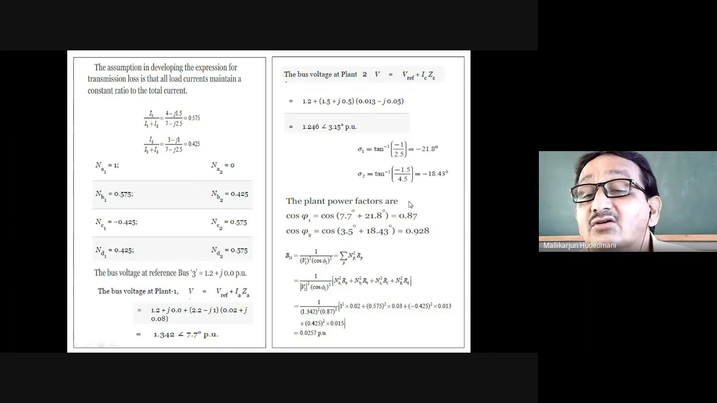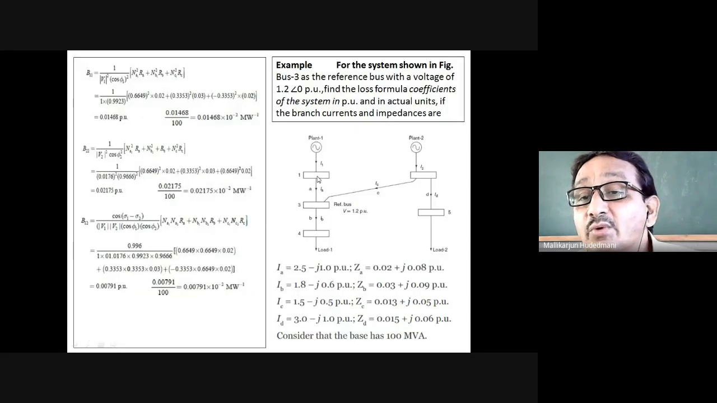Using these values, I can compute the B coefficients. That's again, I don't know the values of voltage here. V1, V2 is not given. V3 is given. V3 is 1.2 angle 0. Then 1.2 angle 0, IA into ZA. If I add up, it becomes V1. V3 plus IA ZA is V1. V3 plus IC ZC is V2. I have to calculate voltage here, I have to calculate voltage here, reverse. So V3 plus IA ZA is V1. V3 plus IC ZC is V2.